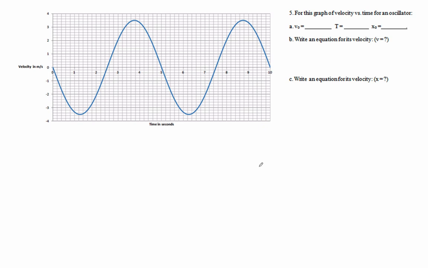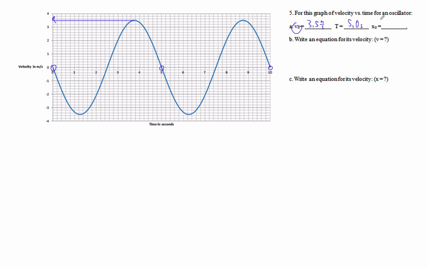Now we're looking at a velocity graph here. We can figure out the maximum velocity is simply going to be this maximum value here, which to me looks like it's between 3 and 4, right? So that's 3.5 meters per second. And then our period looks like it's solidly 5 seconds. We start here, the beginning of a cycle, the end of a cycle. The end of 2 cycles is 10, so our period is 5 seconds.